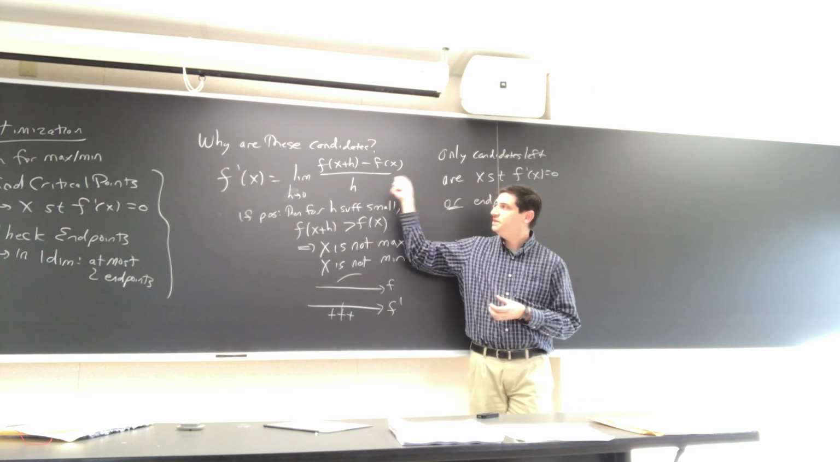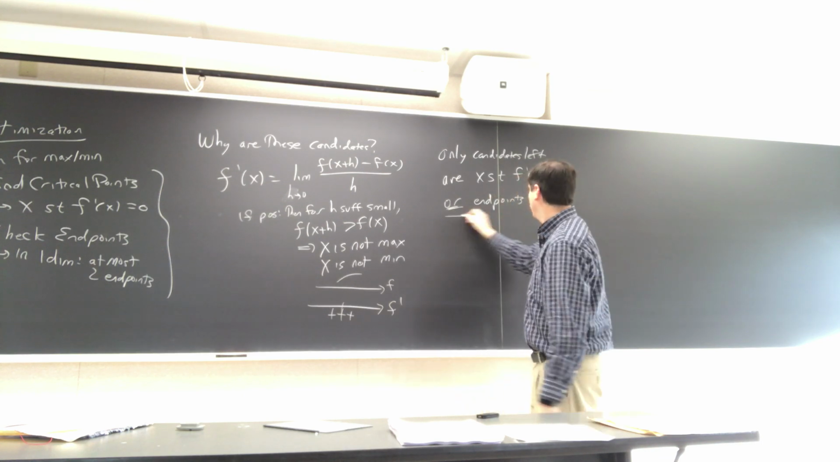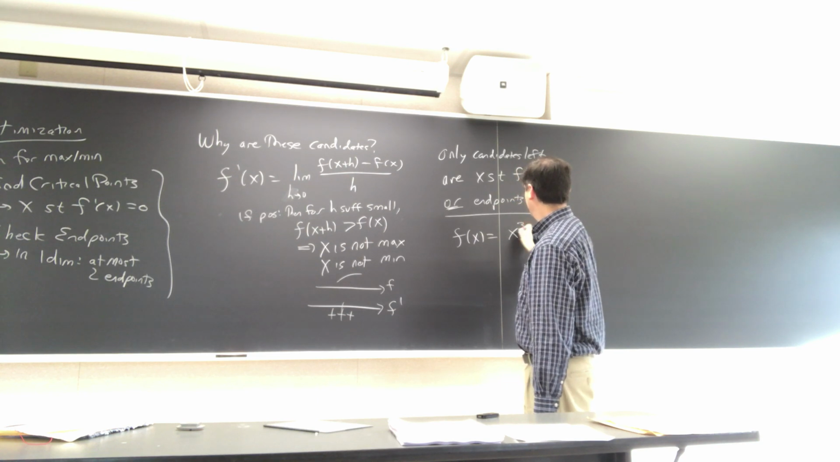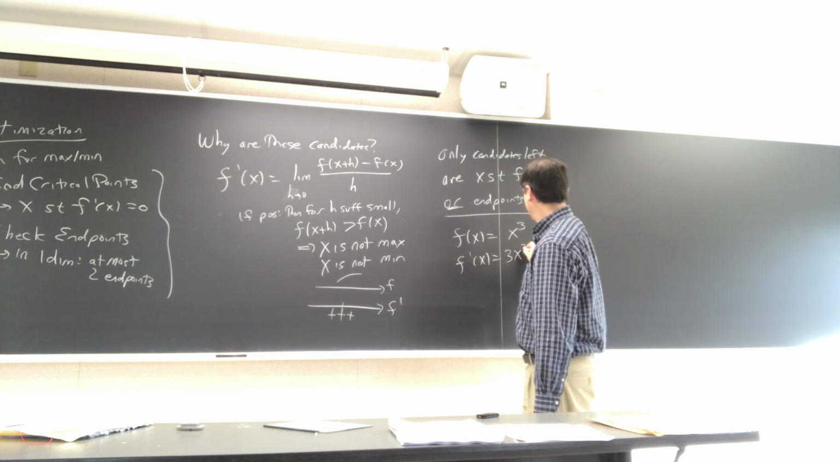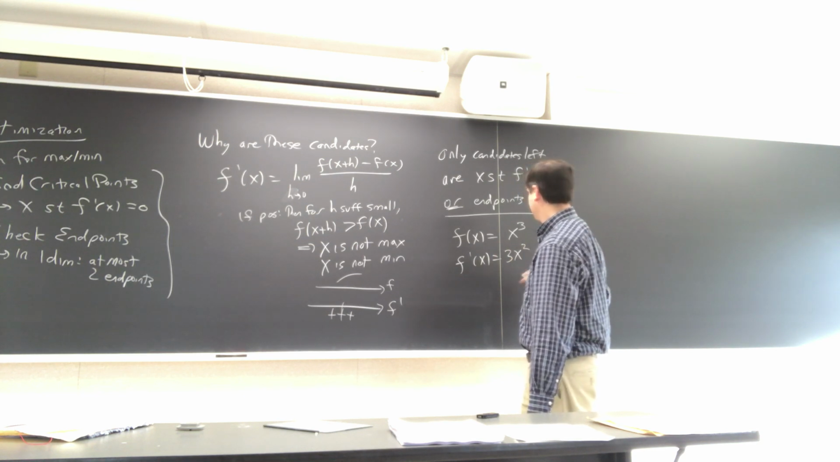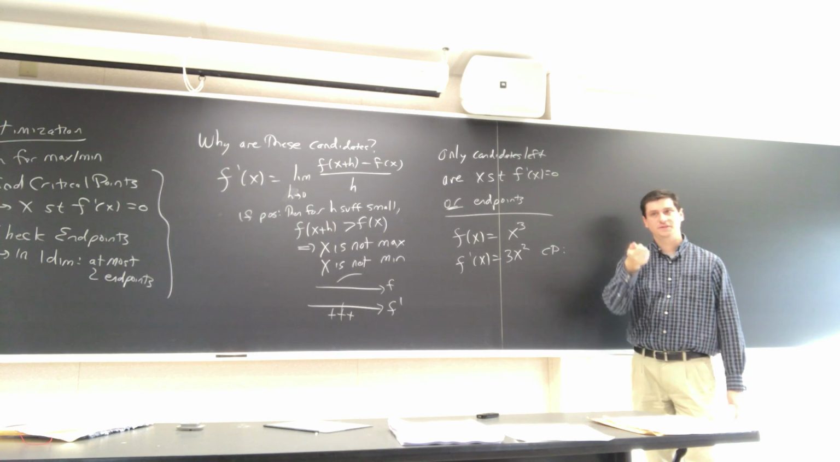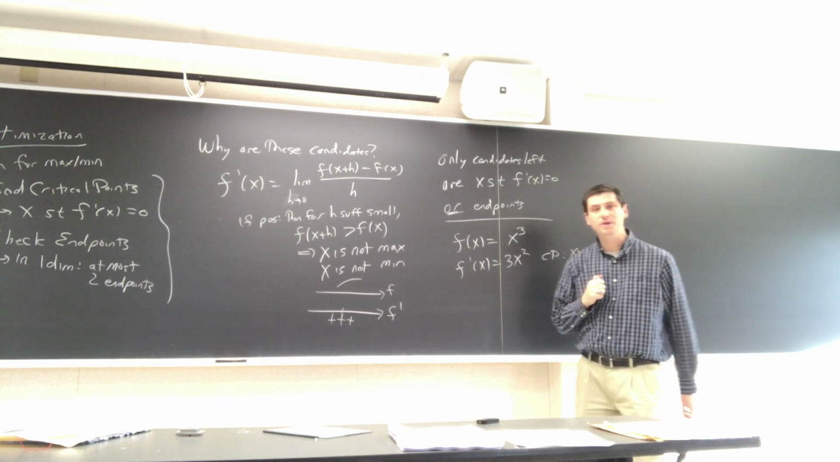And it's extremely important to keep using the word candidate. Candidate does not mean it attains its max or its min. One of the best functions to look at is f of x equals x cubed. f prime of x is 3x squared. So what would be the critical point here? Yes, x equals 0. So is that a maximum or a minimum?